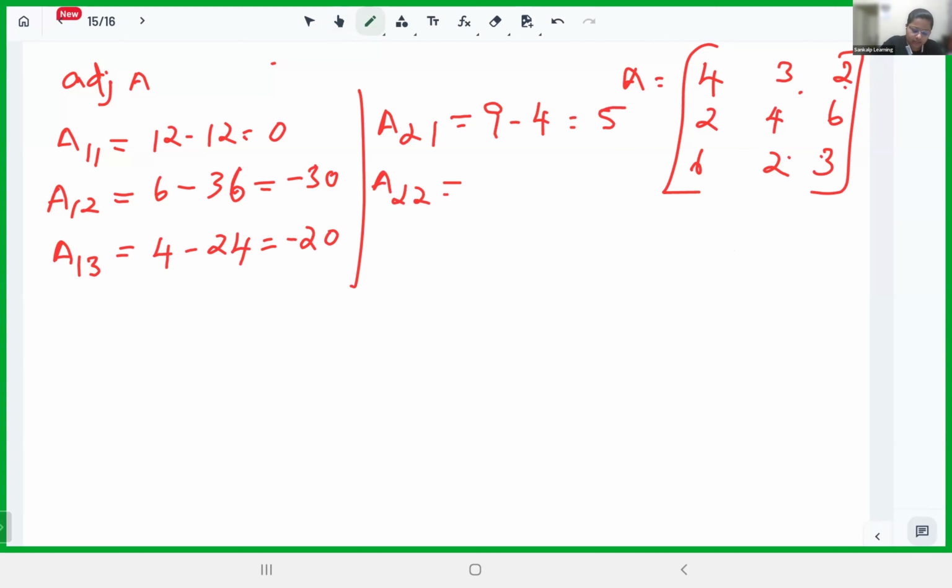A22 means you have to delete the second row and second column. So it is 4 into 3, 12, 12 minus 12, that is 0. And what is A23? A23 means the second row and the third column deleted. So that is equal to 4 into 2, 8 minus 6 into 3, that is 18. So this is equal to minus 10.